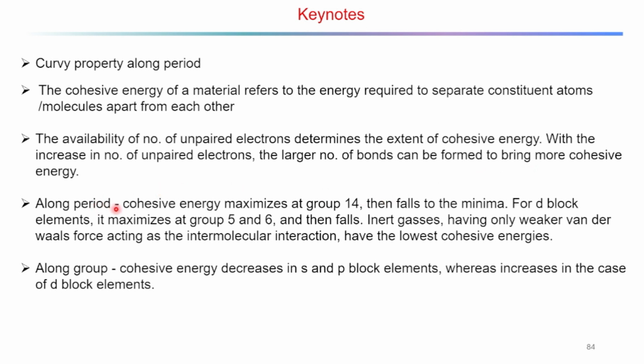Now along a period, cohesive energy maximizes at group 14, then falls to the minima. For D block elements, it maximizes at group 5 and 6, and then it falls. Inert gases, having only weaker van der Waals force acting as the intermolecular interaction, have the lowest cohesive energies. And along a group, cohesive energy decreases in S and P block elements if we go from top to down, whereas it increases in the case of D block elements due to D and F contraction. Okay.